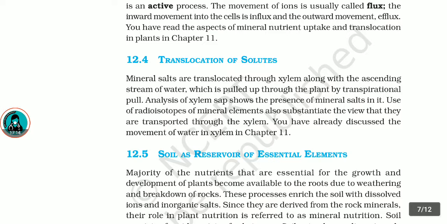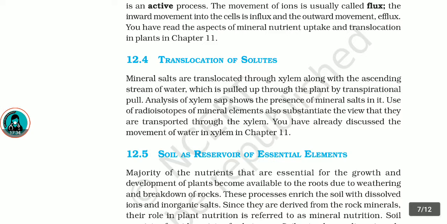Analysis of xylem sap shows that mineral salts are present in it. Use of isotopes of mineral elements also substantiates the view that they are transported through the xylem. You have already discussed the movement of water in xylem in chapter 11.